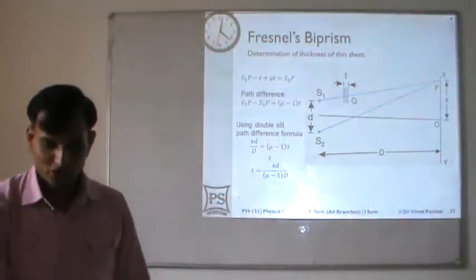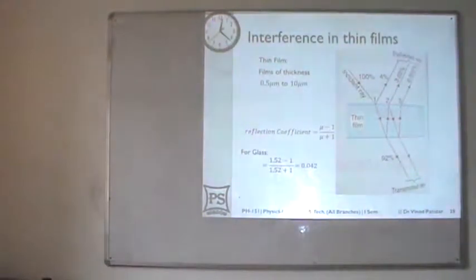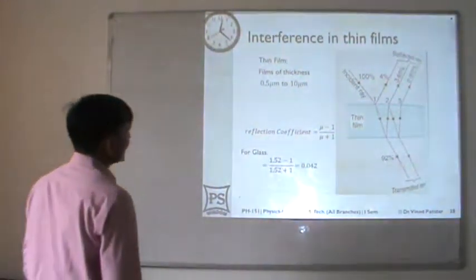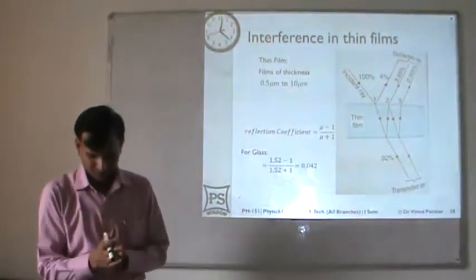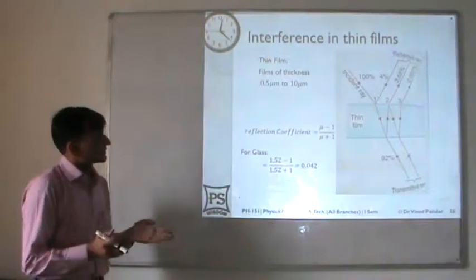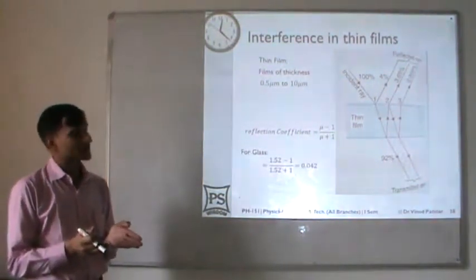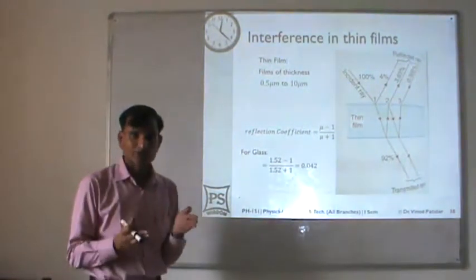This is how we use Fresnel biprism with white light to determine the thickness of a small sheet. Okay. Now we move on to the next topic, interference in thin films. Now we have seen how we can obtain two coherent sources with the help of wavefront division.